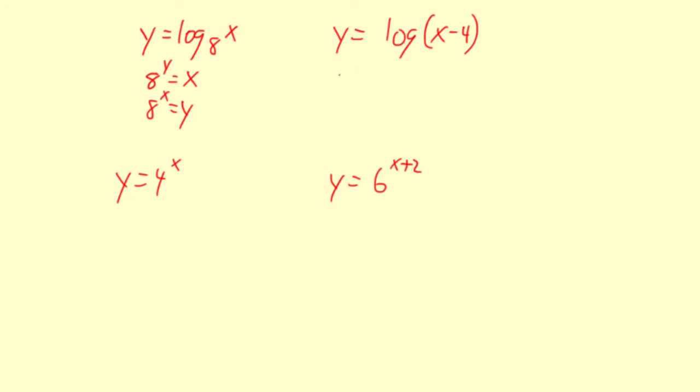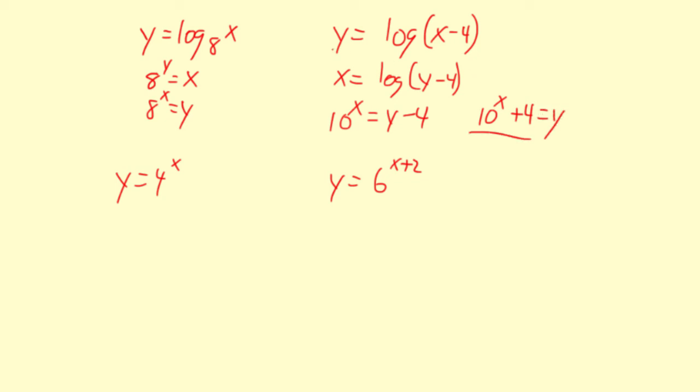So let's switch the x and the y. x equals log of y minus 4. Now I'm going to rewrite this in exponential form. Now remember, common log is log base 10, so it's going to be 10 to the x equals y minus 4. And then to finish solving for y, add 4 to both sides, so it's going to be 10 to the x plus 4 equals y. That's the inverse of the function y equals log of x minus 4.